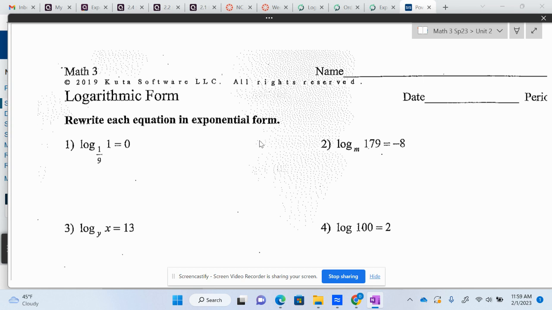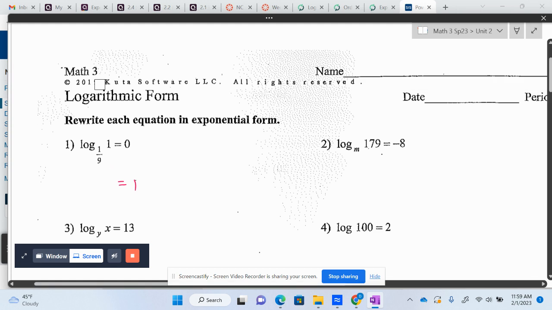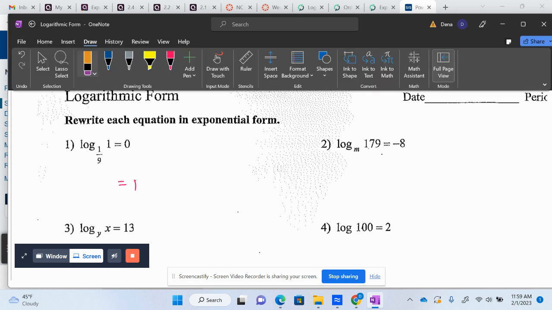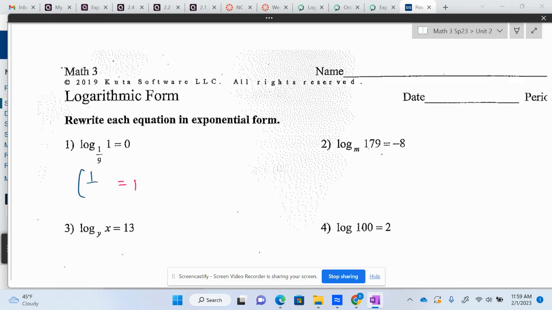Sorry. So the base is 1/9. What power is it to? Remember, the power is the solution. What power is this to? The 0 power equals 1. Is that true? Is 1/9 to the power of 0 equal to 1? Yes. Any number to the power of 0 is 1. And I'm going to put 1/9 in a fraction, in parentheses. So (1/9) to the power of 0 equals 1.